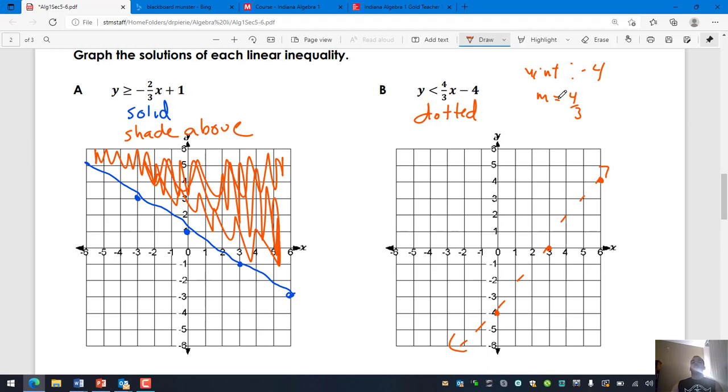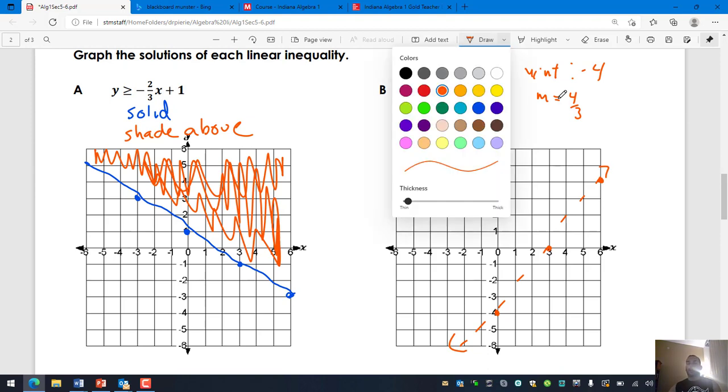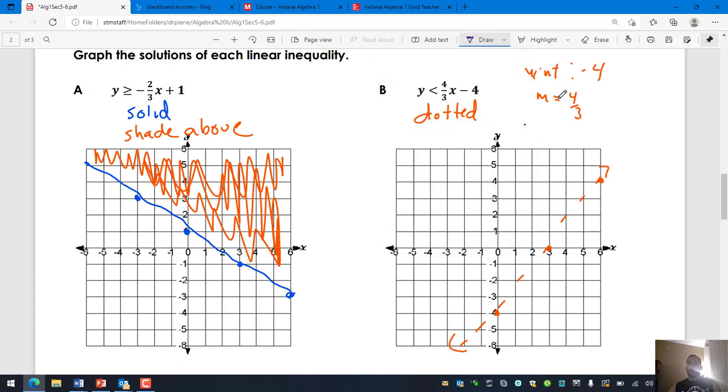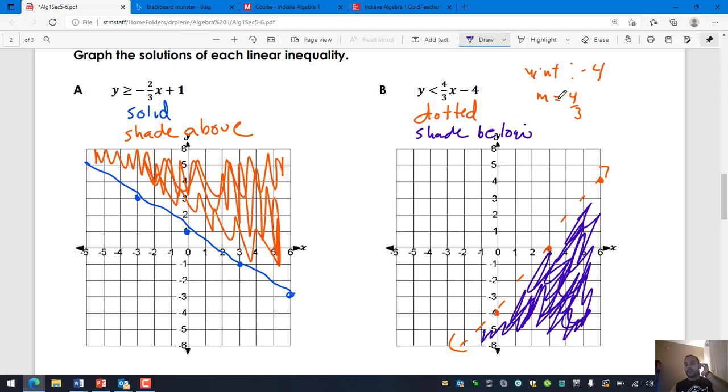Then I ask myself, okay, do I shade above or below? And the symbol I see here is less than, okay? Less than and less than or equal to both mean the same thing. They both mean that I'm going to shade below. Shade below. Start on the line you just sketched and then shade everything underneath it, which would be down here. Any point that falls in this big, large region would classify as a solution to this inequality.